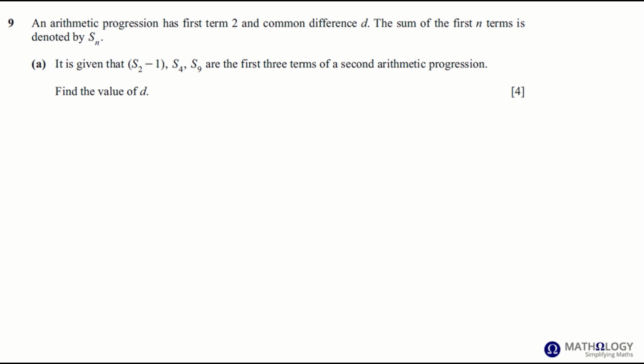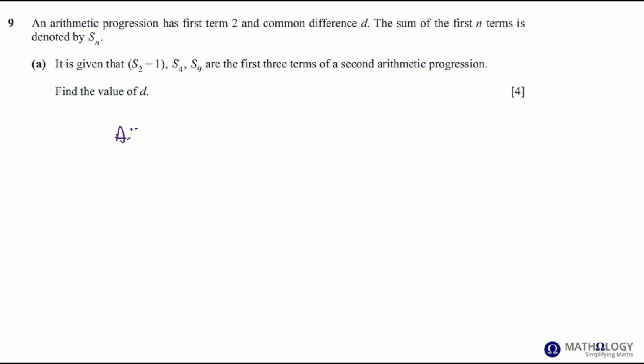Question 9. An arithmetic progression has a first term of 2 and a common difference d. The sum of the first n terms is denoted by S subscript n. It's given that the sum to 2 terms minus 1, the sum to 4 terms, and the sum to 9 terms are the first 3 terms of a second arithmetic progression. Find the value of d.